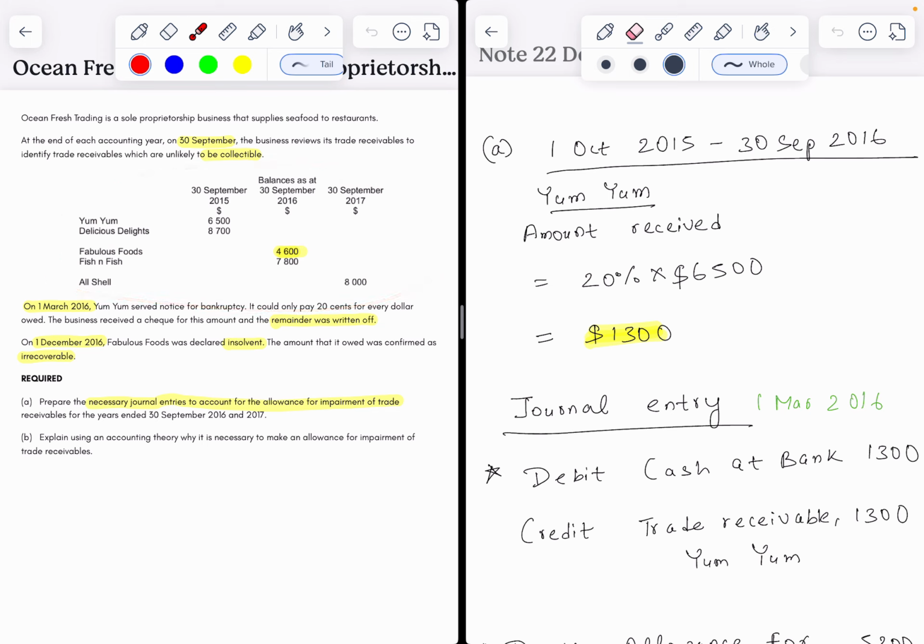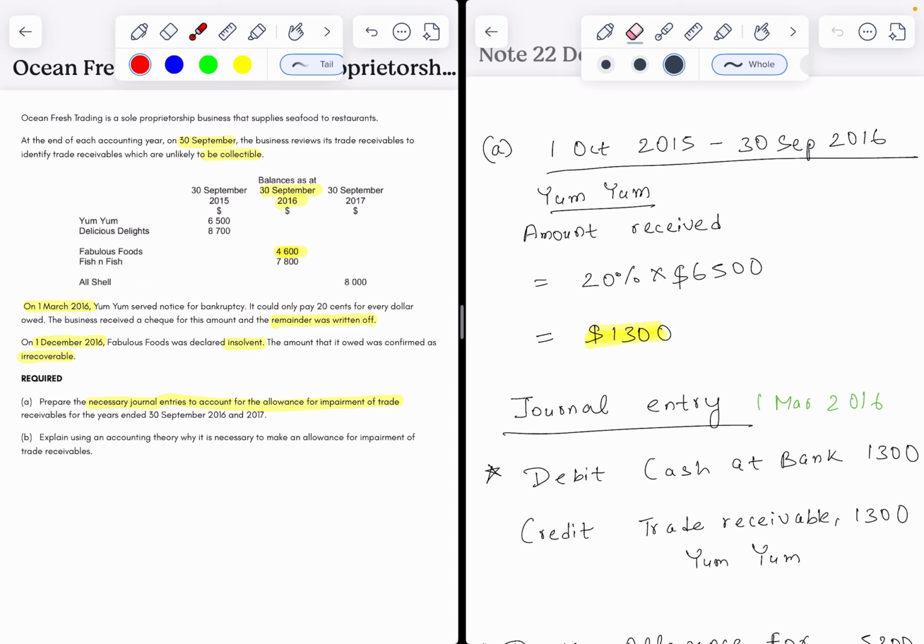At 30 September 2015, we are given two customers, Yum Yum and Delicious Delights, who owed us $6,500 and $8,700 respectively. And then at 30 September 2016, we are given two more customers, which are Fabulous Foods and Fish and Fish. And lastly, at 30 September 2017, we have All Shell, who owed us $8,000. Okay? Now, we expect to not collect these amounts owed by these customers.